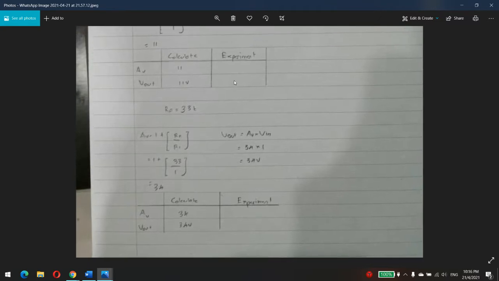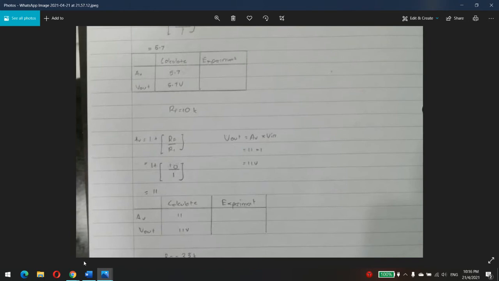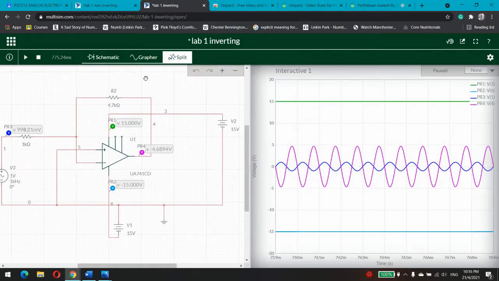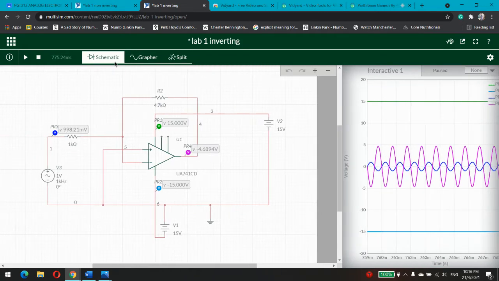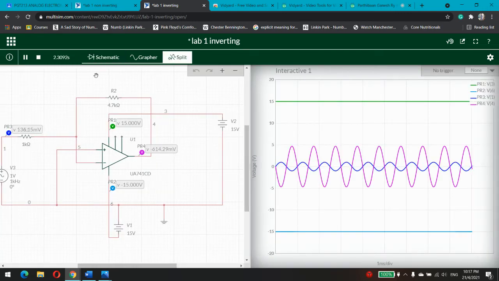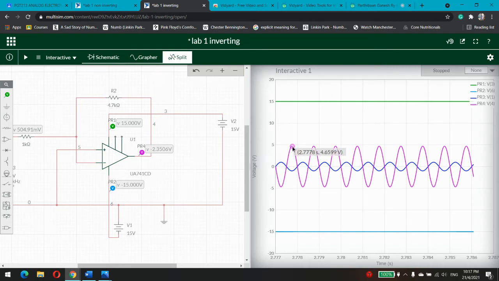Now we must do the experiment. This is the circuit I built. When we run it, we can see the calculated value and the experiment value. This is the calculated, that is AV.